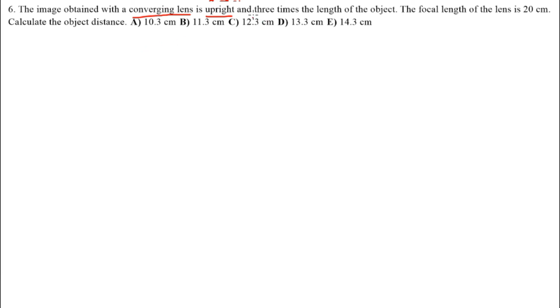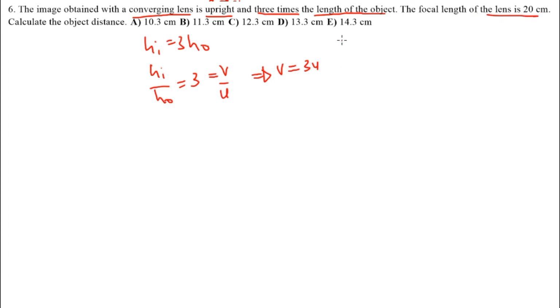Now let's see, the image is three times the length of the object. So image height is equal to three times the object height, which means image height over object height is equal to 3, which is the same thing as v over u, which means v is equal to 3u, right? Now, converging lenses have positive focal length. So instead of v equals 3u, I'll have v equals minus 3u, just because of the word upright, because upright images are only formed in a converging lens in the situation where the converging lens produces a magnified image and a virtual image.